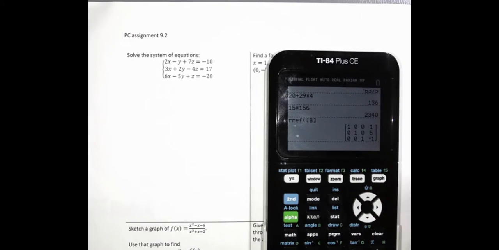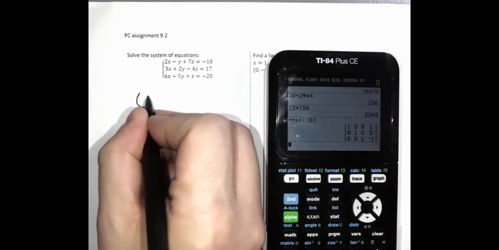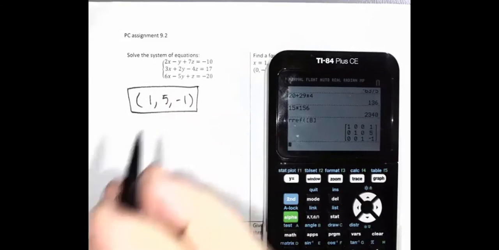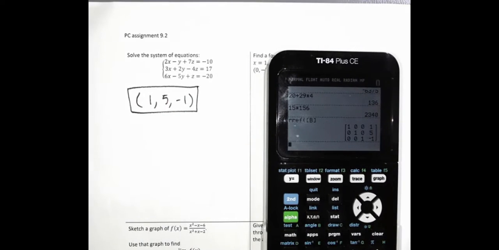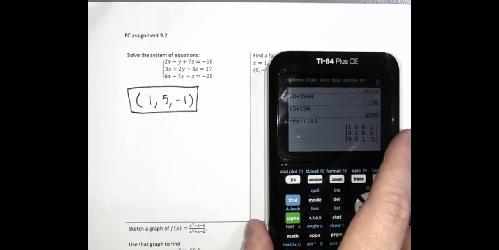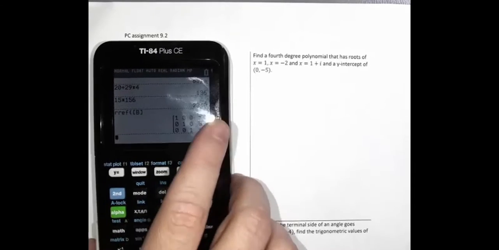And it appears as though the answers are 1, 5, -1. So the solution here is 1, 5, -1 using row reduced echelon form in a matrix, but you could use substitution or elimination or I guess guess and check, although I would not recommend.